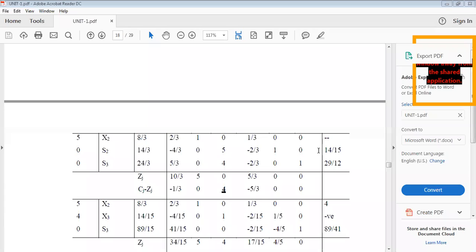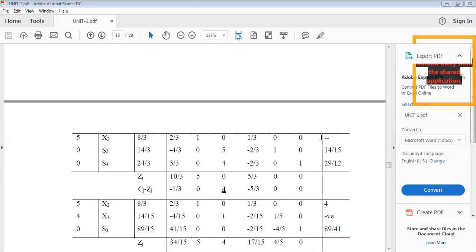14 by 3 divided by 5, automatically it becomes 14 by 15. 24 by 3 divided by 4 gives 24 by 12. But there is 29 by 12. We have to check: if it is 29 by 3 and you divide it by 4, automatically it will become 29 by 12. If it is 24 by 3 divided by 4, automatically it will become 29 by 12. Okay. So like this, this cannot be considered here in the first row.